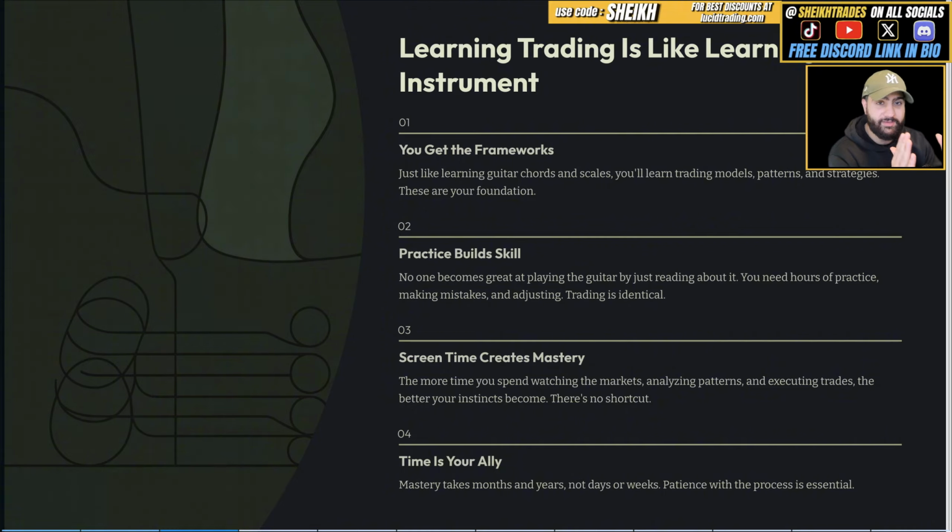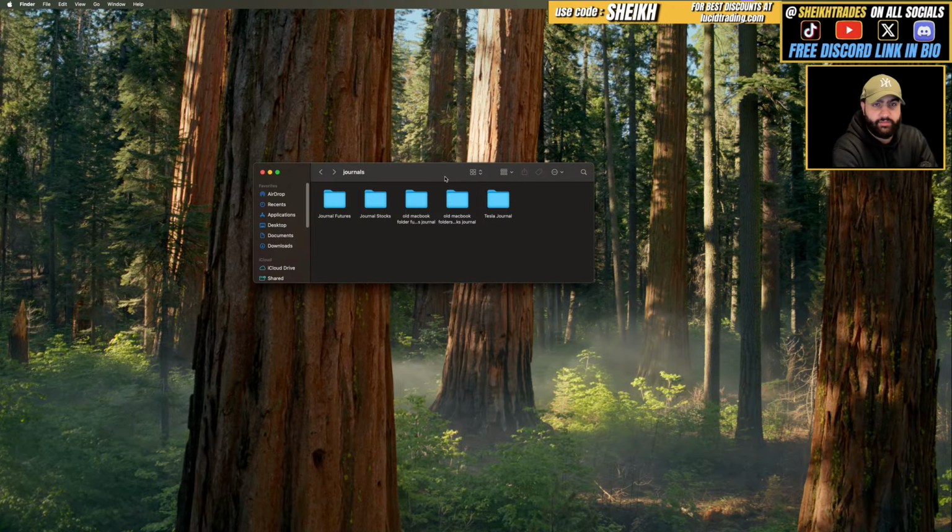So you need to be able to consistently take your L's and your W's and follow your strategy, follow the framework, follow the entry model, follow the exit models. If you're not able to do that consistently and you don't have the discipline, then you're not going to make it. Simple as that.